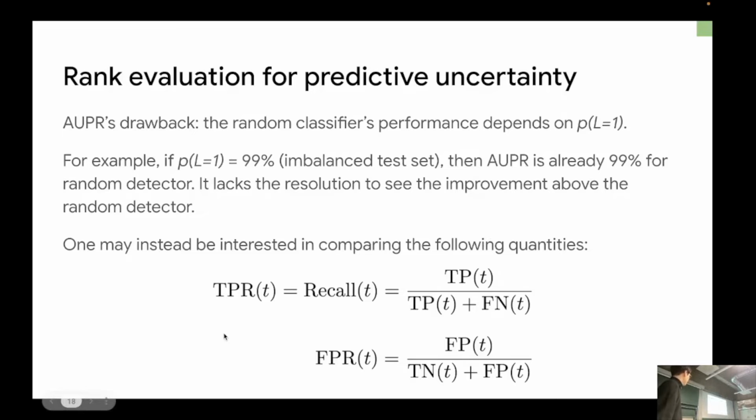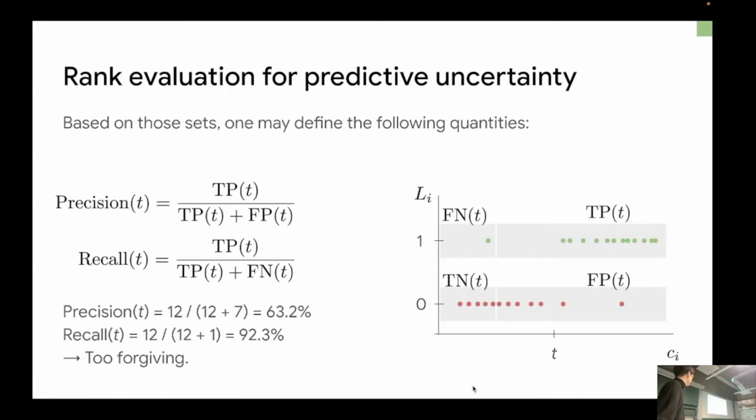And so people make use of another metric, which is TPR versus FPR, true positive rate and false positive rate. True positive rate is actually exactly recall. False positive rate is different from what we have seen so far. It's the ratio of false positives among the actual negatives in the data set. So in terms of the plot here, true positive rate will be the ratio of these green samples beyond threshold t among all the green samples. And false positive rate will be the ratio of these red samples beyond threshold t among all the red samples.